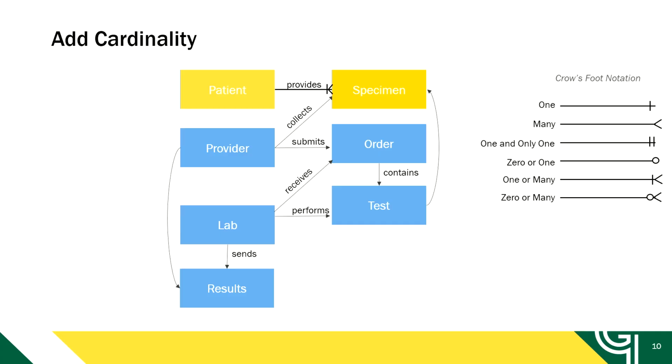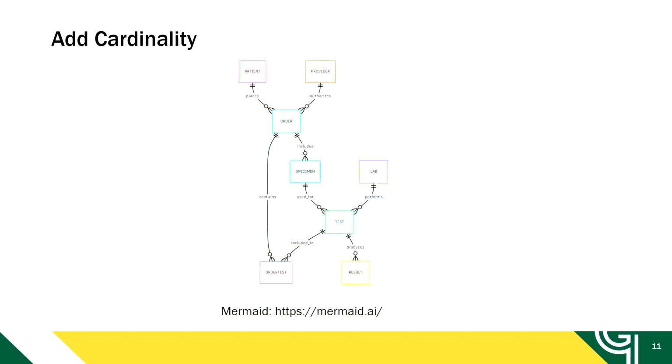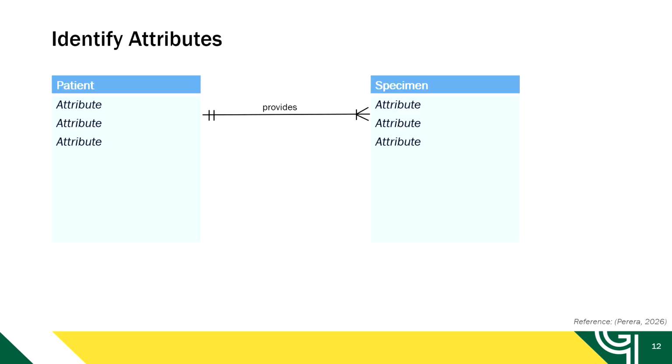Let's consider the reverse. A specimen can only belong to one patient. So the relationship from specimen to patient is one and only one. Here is a sample of our lab ordering database with cardinalities added. This diagram was created in a tool called Mermaid. I'll share more tools at the end of this presentation.